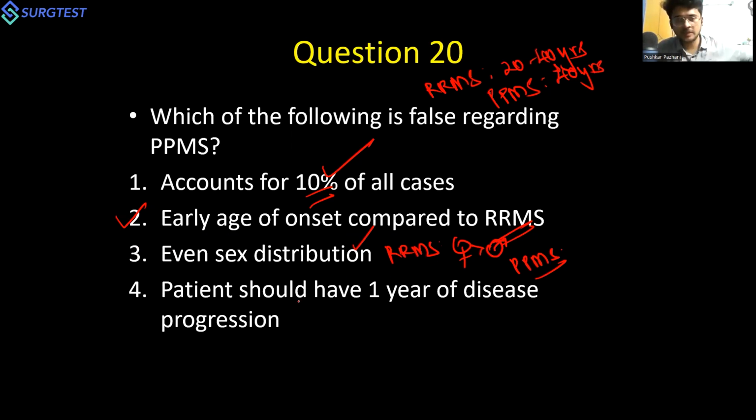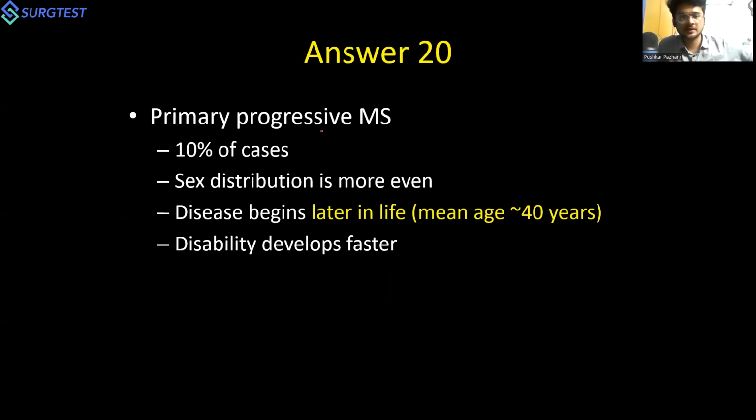And yes, as per McDonald's criteria, the patient should have 1 year of disease progression to diagnose as PPMS. So these are the important facts. Let's rush through them. 10% of cases, sex distribution is more even. That is, males and females are more or less equally involved, in contrast to RRMS, where females are more commonly involved. And the onset is later in life, very, very important, at 40 years.